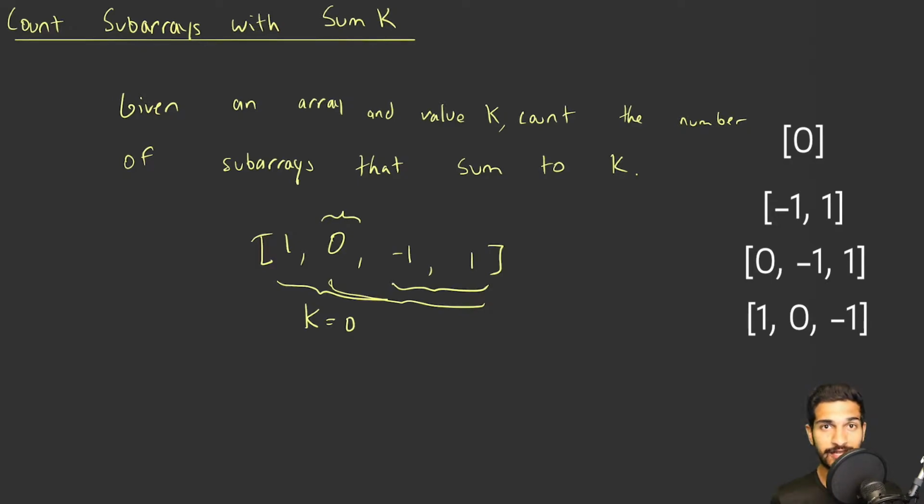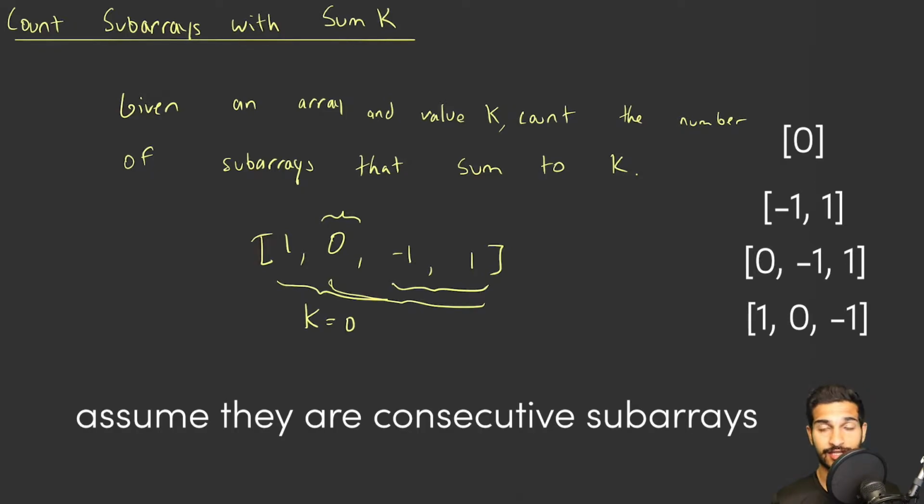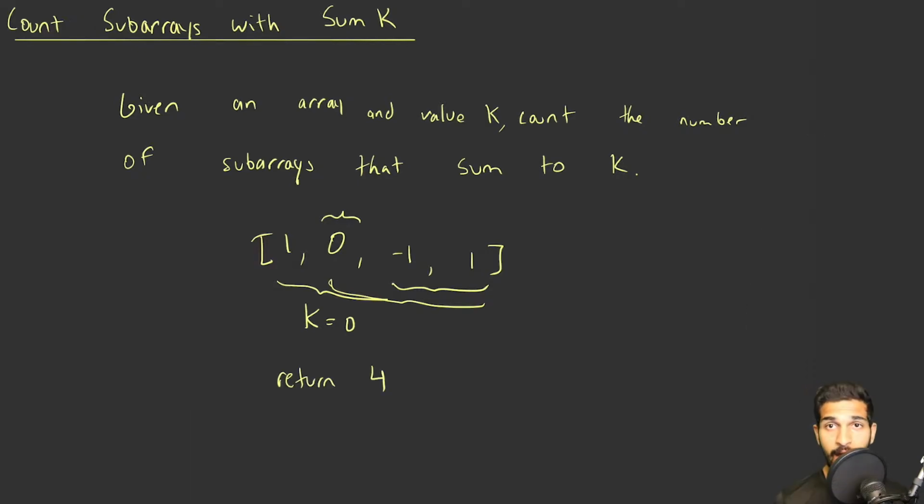Now, notice that we didn't actually say contiguous subarrays in the problem description, but that's an implicit assumption. Make sure you clear that up with your interviewer because those are two different problems. So we have 4 different subarrays that sum to 0, so we'll return 4. And that sums it up.